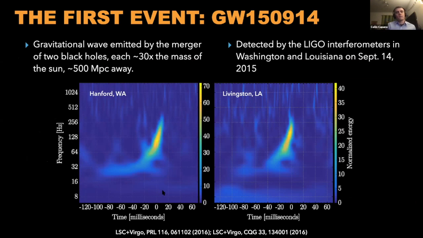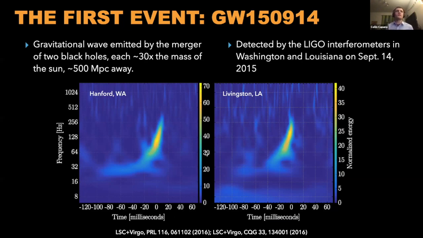I'm showing here a plot of what that looked like. This is essentially a spectrogram. On the y-axis, we've got frequency. On the x-axis, we've got time. This is what the channel looked like in Hanford, and this is what it looked like in Livingston. You see this characteristic chirp pattern that we expect for gravitational waves from binary mergers. And this happened within 7 milliseconds of each other in these two detectors. Based on the time coincidence and morphology coincidence, we were confident this was a gravitational wave.